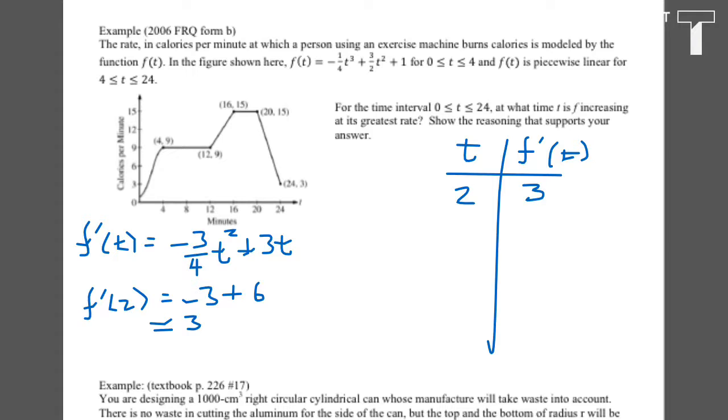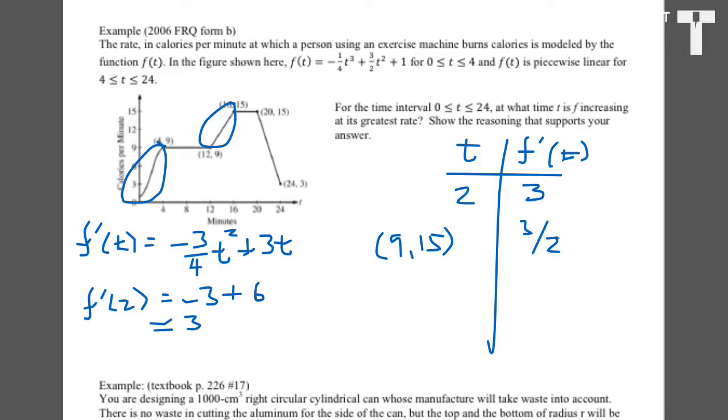Just remember, we have a couple of other things to look at. There were other places where f double prime was undefined. So we can kind of shortcut through here if we remember that we're looking for where f is increasing at its greatest rate. Well, notice f is only increasing from 0 to 4, and again from 9 to 15. So on that interval 9 to 15, how fast is f increasing? Well, the slope of that line was 3/2.